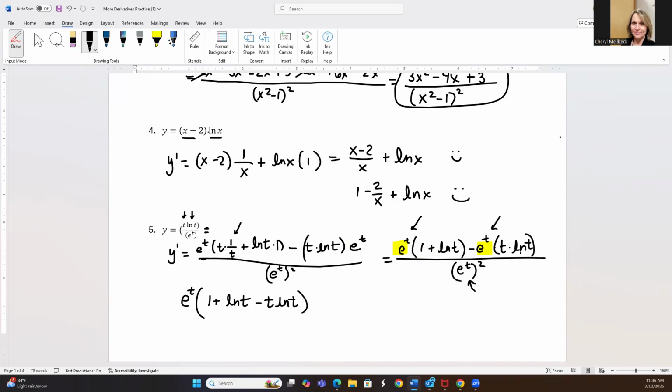That's these two inside parentheses combined, and this is over e to the t, and e to the t squared is really like e to the t like that. So now, using my excellent algebra canceling skills, I can cancel those two, and our simplified expression becomes 1 plus the natural log of t minus t natural log of t, over e to the t.